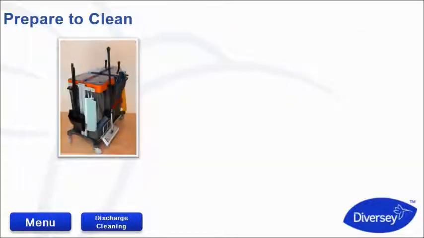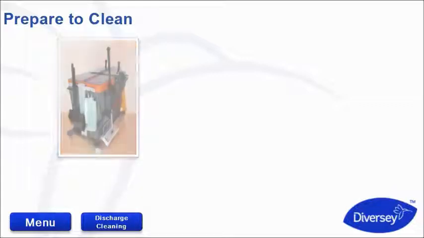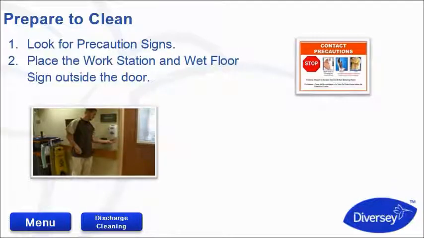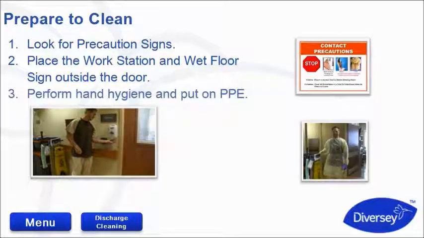As you prepare to clean a discharged patient room, ensure that you have all needed supplies so that you can thoroughly and efficiently perform the cleaning and disinfection tasks on all surfaces and equipment in the room. Look for precaution signs to determine the appropriate personal protective equipment needed to protect yourself and others in the facility. Place the workstation or cart at the patient room door and position the wet floor sign to alert others that the room is in the process of being cleaned. Sanitize your hands and put on the appropriate personal protective equipment.